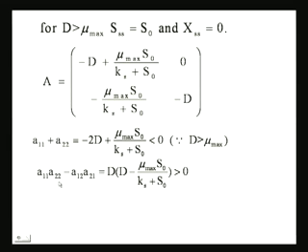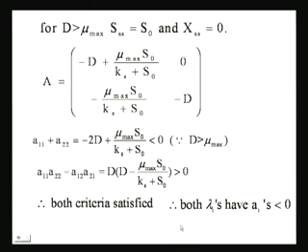And the second one is A11 times A22 minus this term, which is 0. So the product of these two has to be greater than 0. This criterion again is satisfied because D is greater than mu max, therefore it is greater than mu. So this is positive, the product is positive. So what we figured out is that the trivial steady state is also stable. Both criteria are satisfied and both lambdas are negative. So the trivial steady state is also stable.